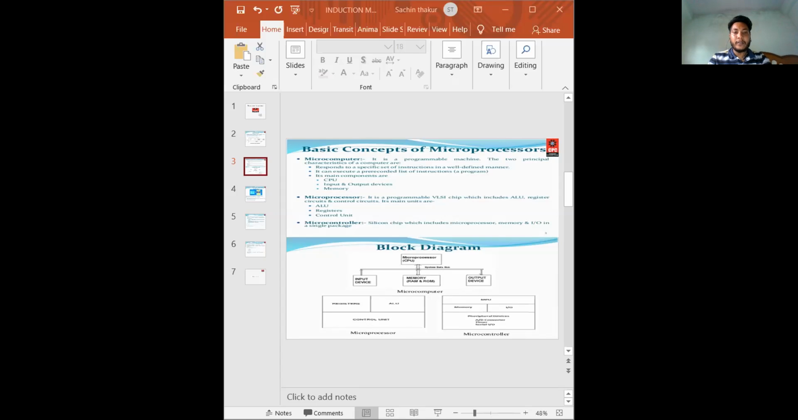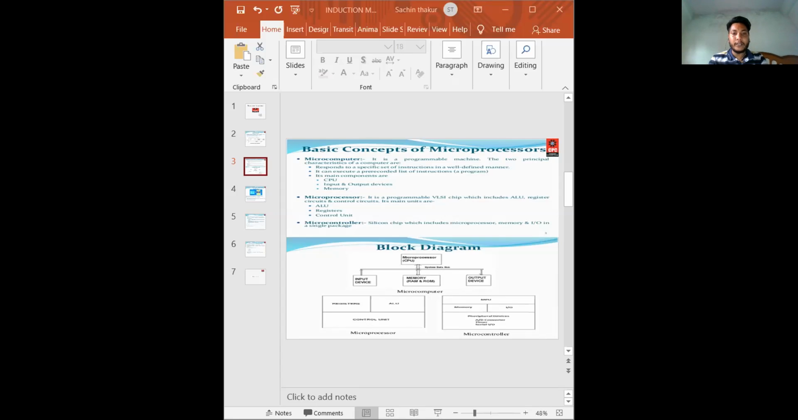As we know, the 8086 microprocessor is the enhanced version of the 8085 microprocessor. The main advantage of the 8086 microprocessor is that it is available in three versions based on the frequency of operation: 8086 5 megahertz, 8086 8 megahertz, and 8086 10 megahertz. And it requires only a positive 5 volt supply for its operation.